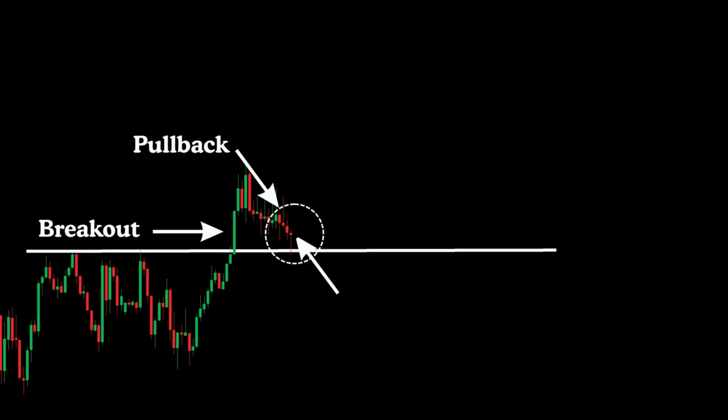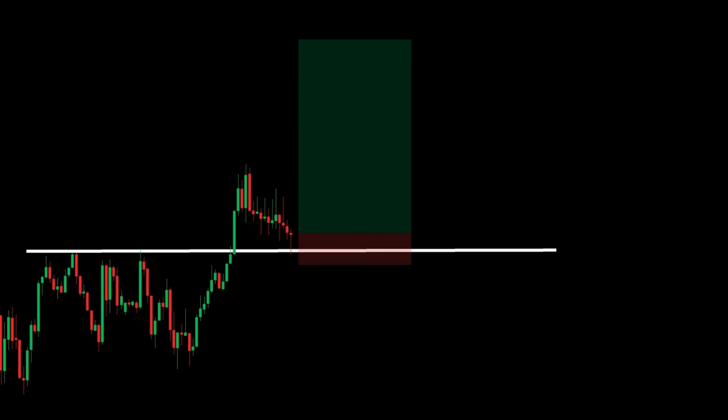A pin bar is a candlestick with a long lower shadow and a small real body, showing that buyers stepped in during the retest phase. Here's the correct way to trade this move. Place your entry slightly above the high of the pin bar. Once it closes, this confirms that buyers are active and price may continue rising.